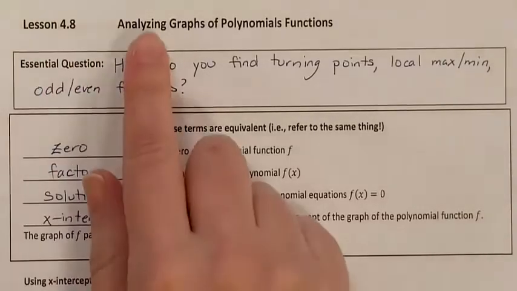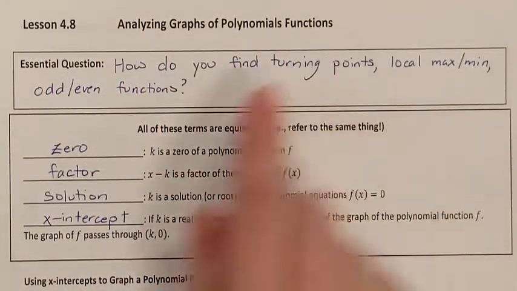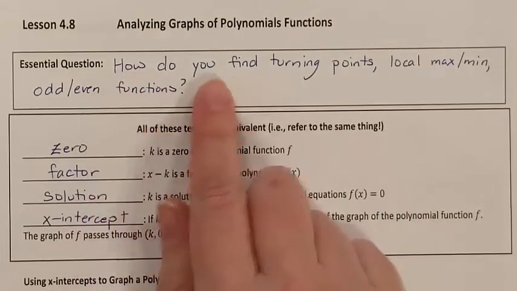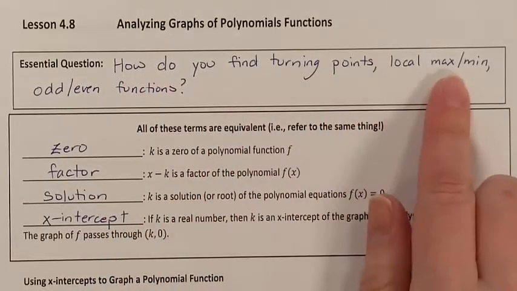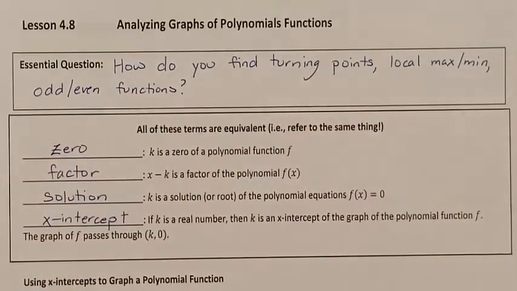Lesson 4.8, Analyzing Graphs of Polynomial Functions. Our essential question: how do you find turning points, local max or min, and if they're odd or even functions?